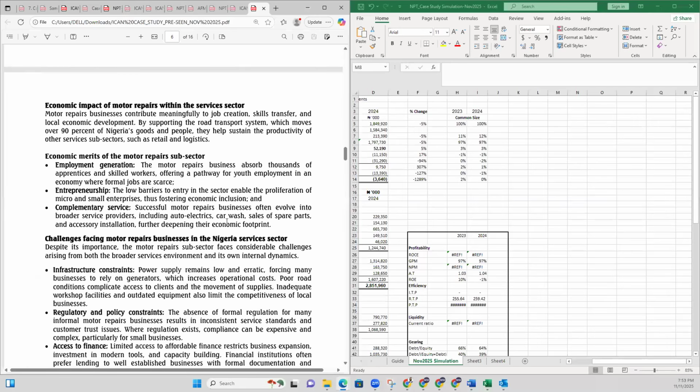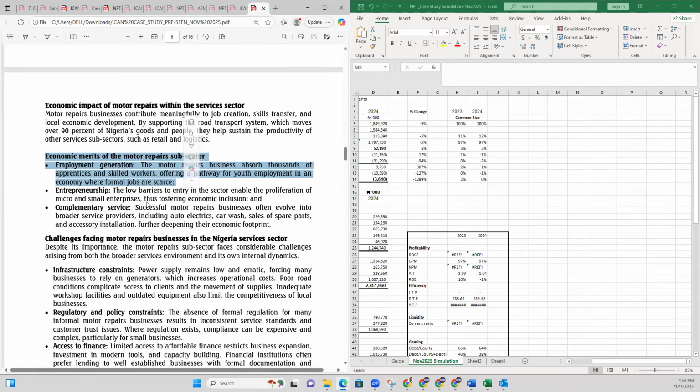And still summarizing, what we read is that we talked about the economic impact of that repair, the fact that they are contributing a lot. They are supporting other industries, the logistics industry, and some other subsectors. It's a big one. And if we look at economic merit as well, they talked about employment generation. Think about the number of people who are doing mechanics in Nigeria. You will know that they are doing quite a lot.